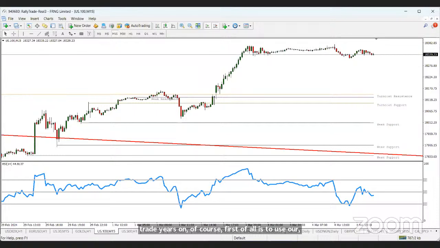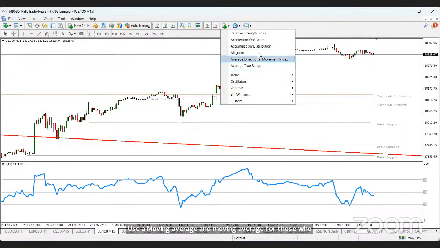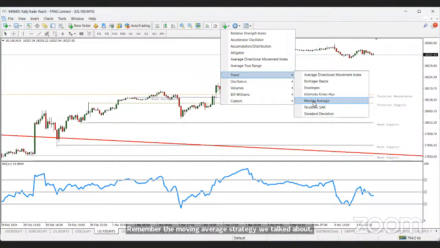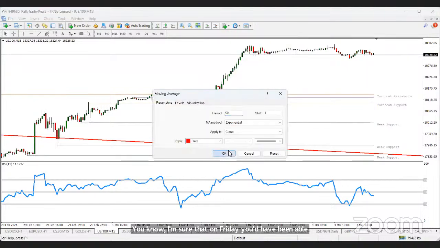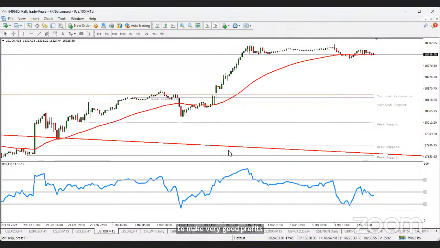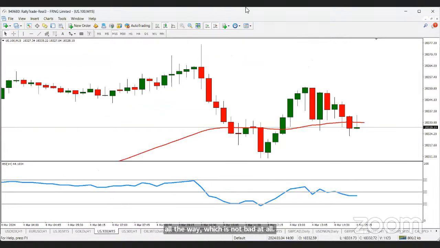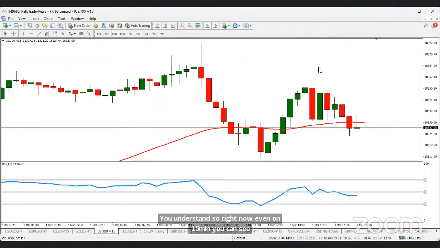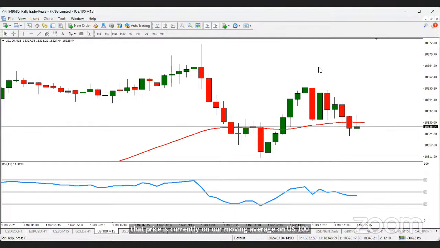For those who remember the moving average strategy we talked about, I'm sure that on Friday you'd have been able to make very good profits with it. You understand? Because we got that bullish confirmation on the moving average from around here, and price bought all the way, which is not bad at all. Right now, even on 15 minutes, you can see that price is currently on our moving average on US 100.